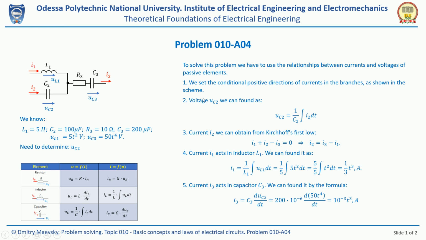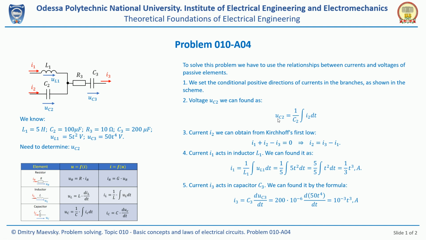We need to determine voltage UC2. This voltage, according to this table, is a voltage on capacitor C2. We can find it as 1 over C2. Do you see 1 over C in this formula? This is the general formula, times integral I2 dt. We need to find I2 according to this formula, and then we can find UC2.